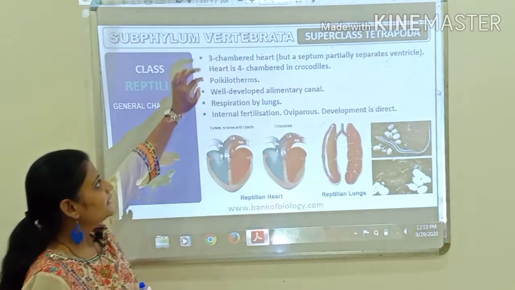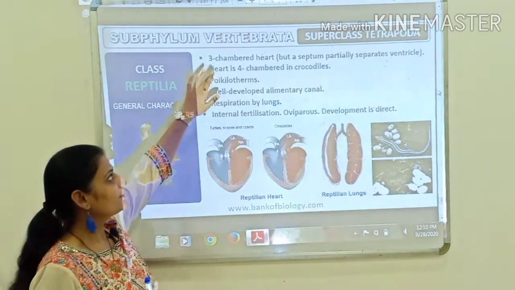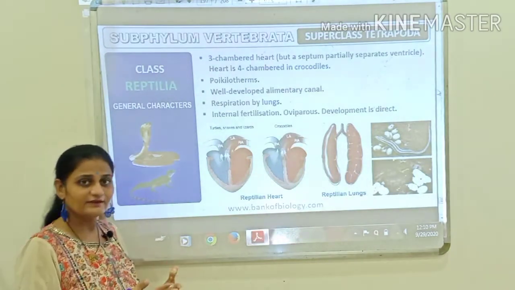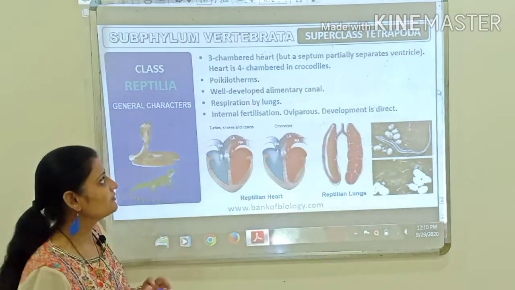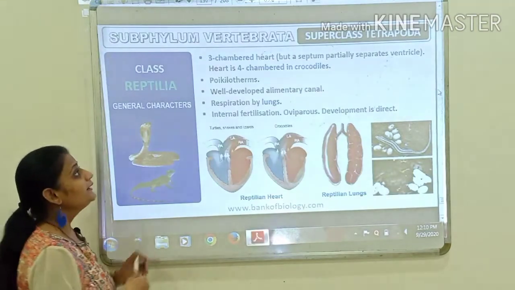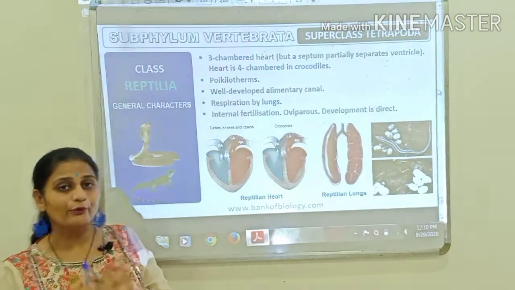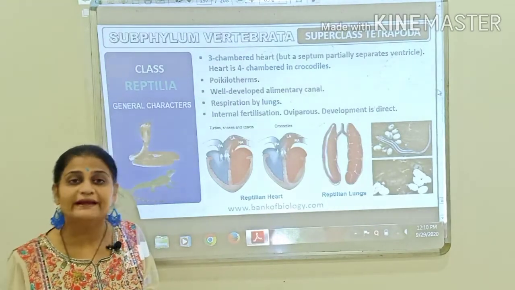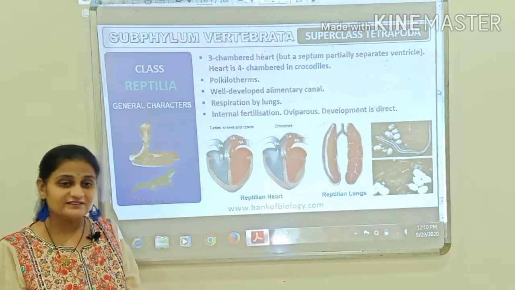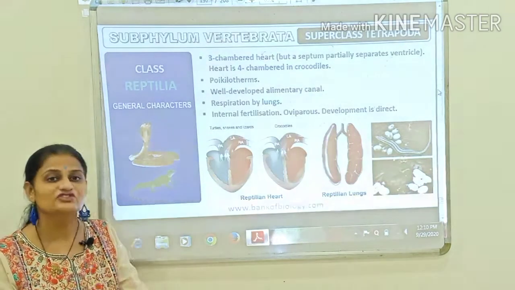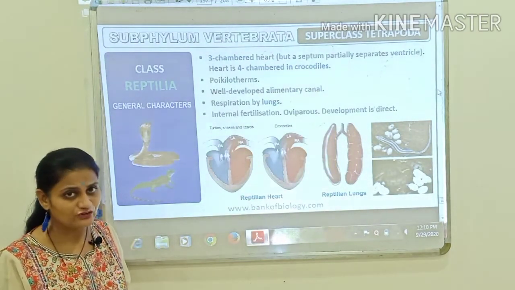So in some of the organisms like crocodiles, they have four-chambered heart. In the rest of the reptilia, there is a three-chambered heart. Then they are poikilotherms. Again, I have already told you, poikilotherms means they are cold-blooded animals. That means they can change their body temperature according to the change in the surrounding temperature.